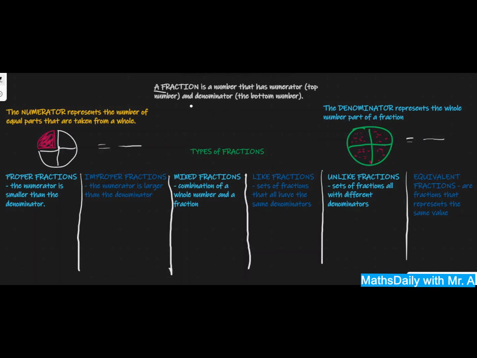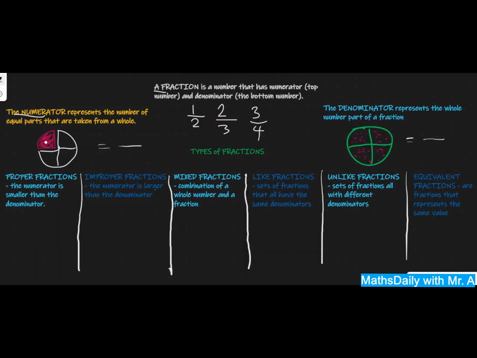For example, 1/2, 2/3, 3/4. We use the term fraction as a descriptor for parts of a whole. The numerator represents the number of equal parts that are taken from a whole. In this example, the pizza is divided into 4 equal parts. Out of 4 equal parts, 1 was taken.